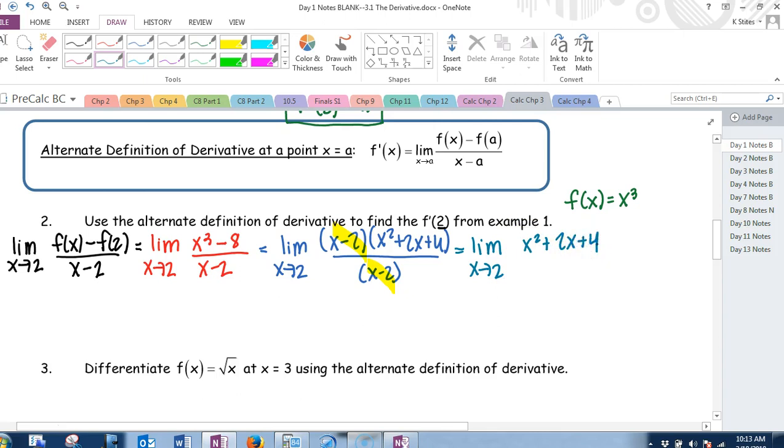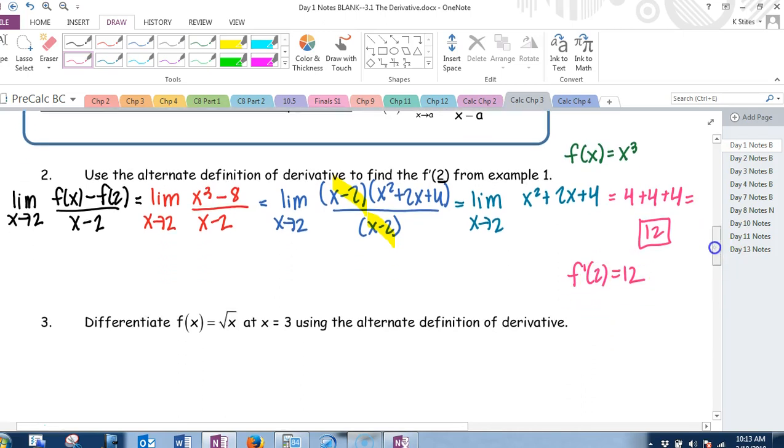Now you know that x is approaching 2, so we can go ahead and plug the 2 in, and you'll get 2 squared, which is 4, plus 4 plus 4. That's just plugging the 2 in for each of those, and that is 12. So again, f prime of 2 is 12. This means the derivative, or the slope of the curve, when x equals 2 is 12.